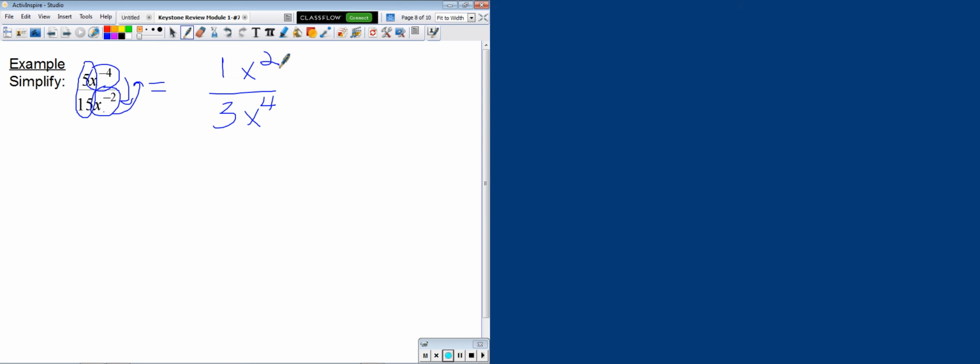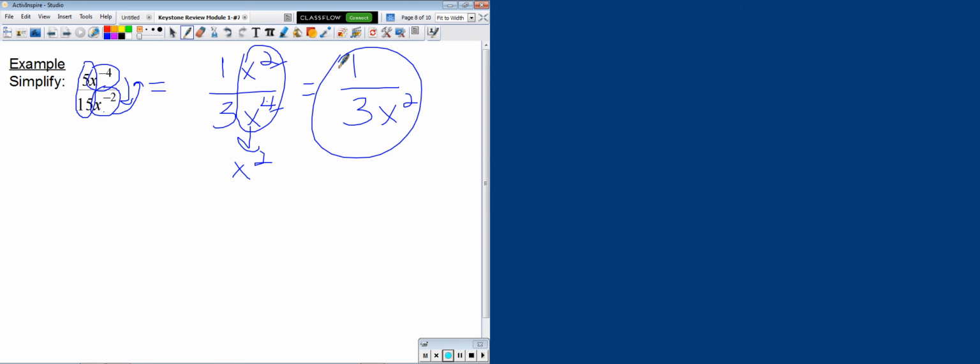And then just note here, we have variables that are the same on the top and bottom. So I can do bigger minus smaller. So just note that 1/3 stays 1/3. But when I do x squared over x to the 4th, 4 minus 2 is 2. So the answer to this is x squared. And the answer goes on the bottom because there's more x's on the bottom than there is on the top. So that would be the answer for something like that there.